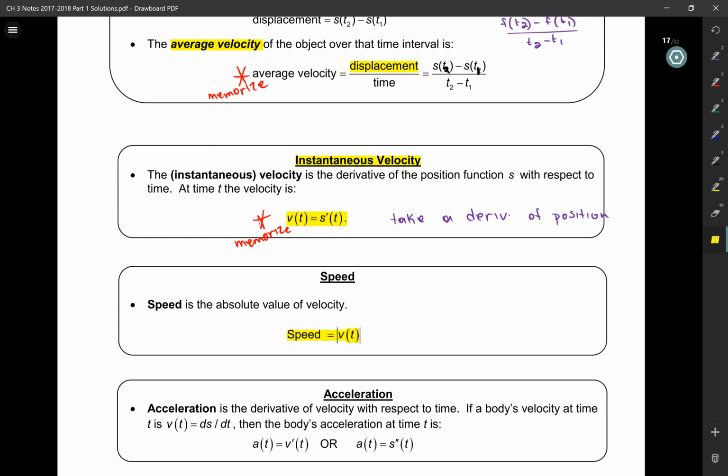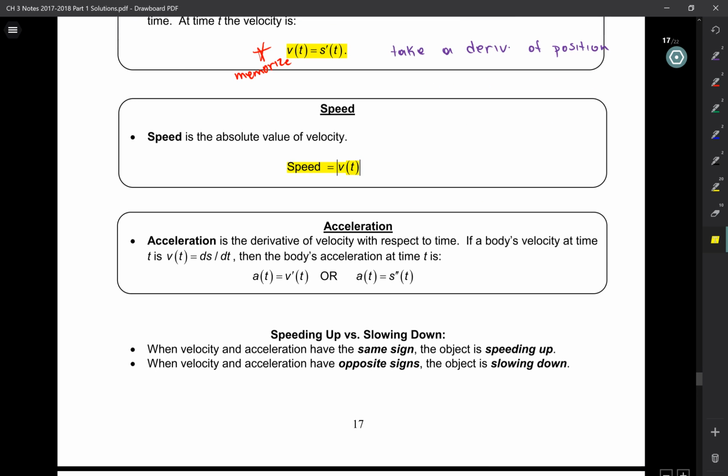Okay, so you have distance, position. You take a derivative, you find velocity or speed. Now from that, if you want to take acceleration, so from the displacement, you took a derivative and found velocity. You take another derivative and that gives you the acceleration. So acceleration is the derivative of the velocity with respect to time. So if velocity is ds dt, then acceleration is the second derivative.